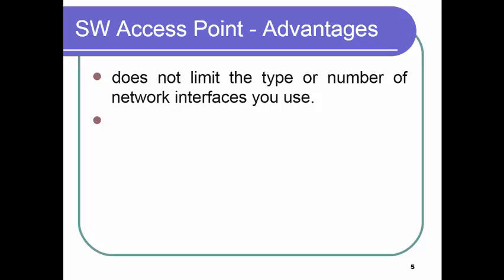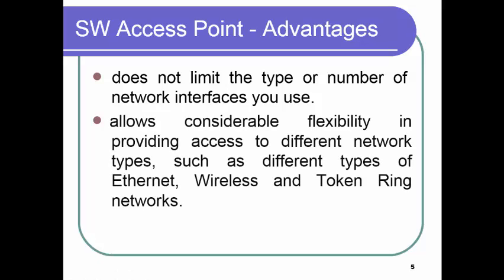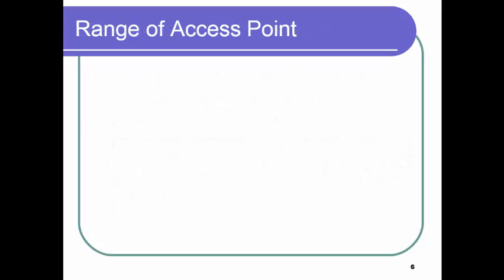Then we'll see the advantages of this software access point. It does not limit the type or number of network interfaces in use. It allows considerable flexibility in providing access to different types of networks, such as Ethernet, wireless or token ring network. So in case of any kind of Ethernet or backbone cable or type of network, we can configure the device for wireless service.